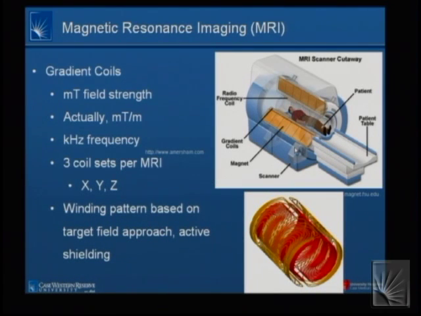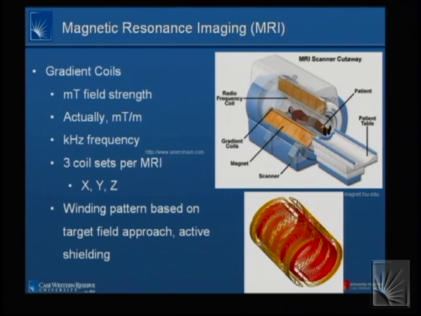So let's talk about the gradients for a second again. These things are millitesla in field strength. Now remember, my RF pulses were microtesla. My main magnet was Tesla. My gradient coils are sort of in the neighborhood of millitesla field strength, actually millitesla per meter. They're going to be oscillating in sort of the kilohertz frequency range. I'm going to have 3 of them in each MR system, one for Z, one for X, one for Y. That's what allows me to do my imaging.